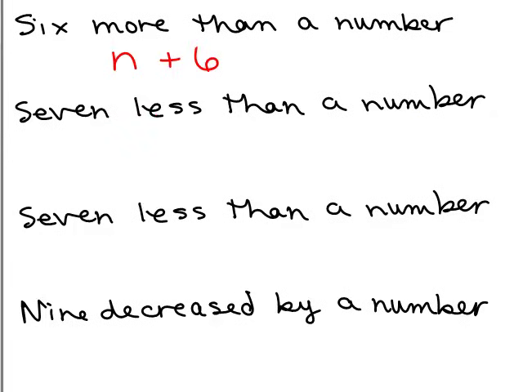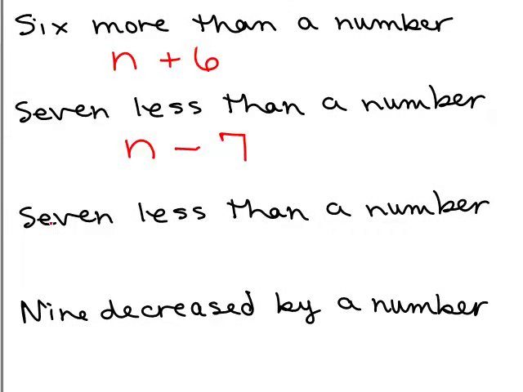So one technique is thinking about how you would answer this question. 7 less than my age. How would you get that answer? You would take your age, and then you would subtract 7 from it. So instead of starting with our age, we're going to start with a number, and then we're going to subtract 7 from it. So this is tricky. It's not 7 minus n. What it's saying is 7 less than a number. It means you have to start with a number and then subtract 7 from it.